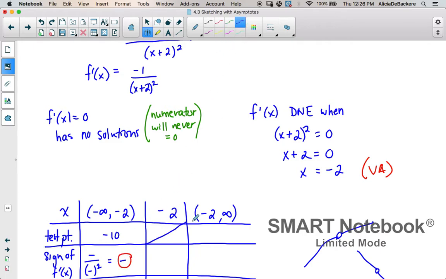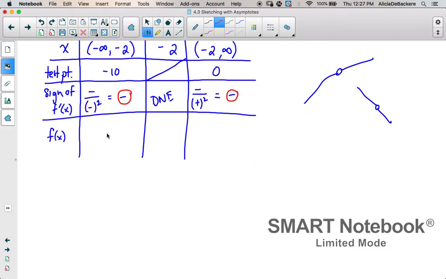And then at -2, I don't need to pick a test point. I already know that the derivative does not exist at -2. And then picking some number bigger than -2, I'm going to pick 0, but you could pick -1 or 100, whatever you like. Again, the numerator is always negative. And then the denominator, if I plug 0 in here, I'm going to get a +2, and it's being squared. So I've got a negative over a positive, which is a negative.